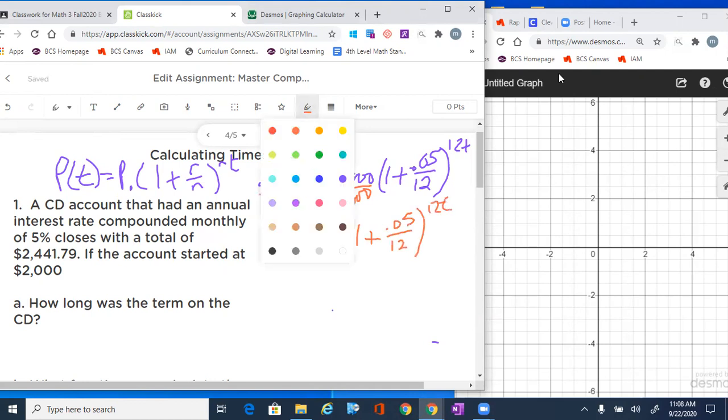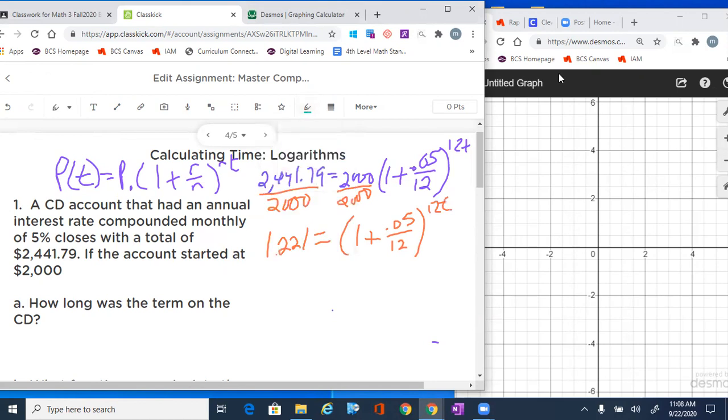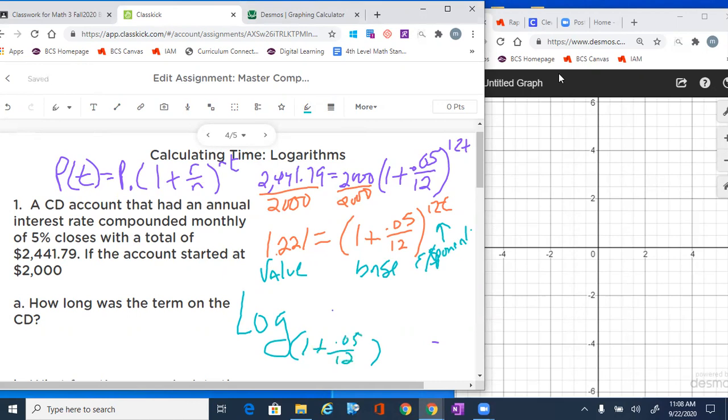Now, as we do this, I want to refresh our memory of this. Everything's off that base. And all we have in this case is this nice, pretty value, a base, and an exponent. And because we have that, we can go ahead and write our log statement. So I'm going to write log, and down here in the base, I'm going to write 1 plus 0.05 over 12. I'm going to put the value, which is 1.221, and then it's going to be equal to 12t.